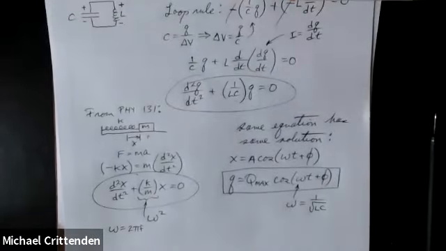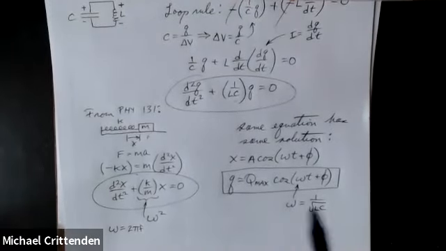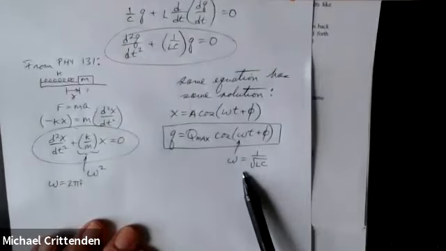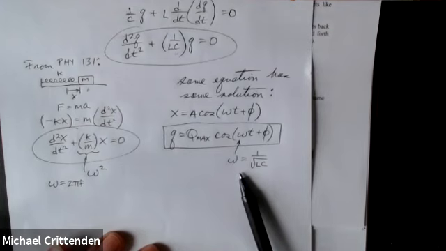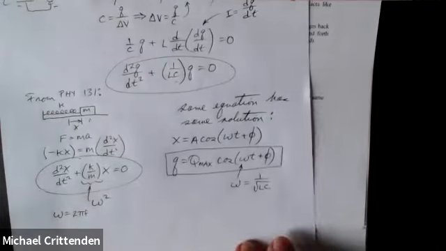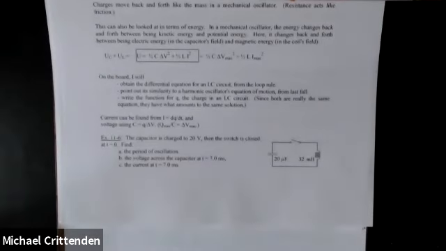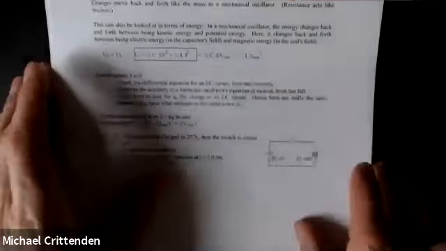My plan of attack for getting the period is that I can get the frequency from 1 over the square root of LC, and then the period is going to be the reciprocal of that. That's the summary in 25 words or less. Details go like this.